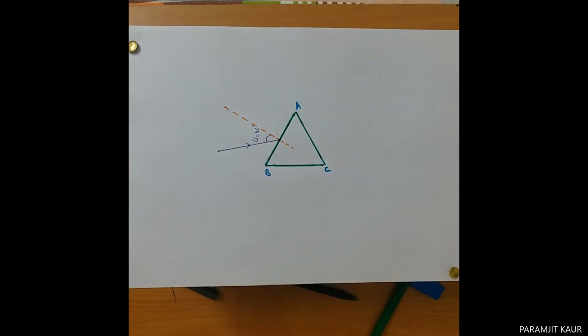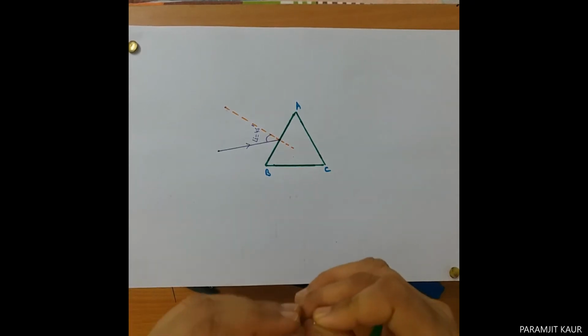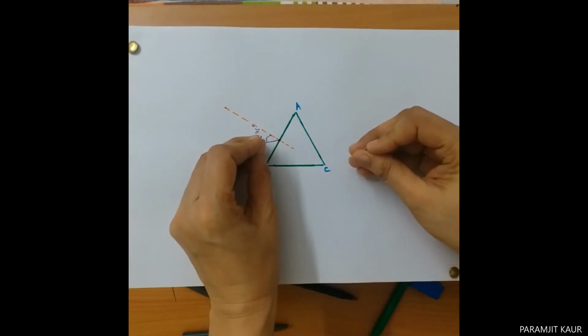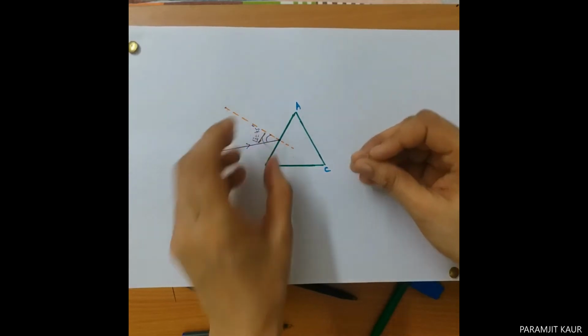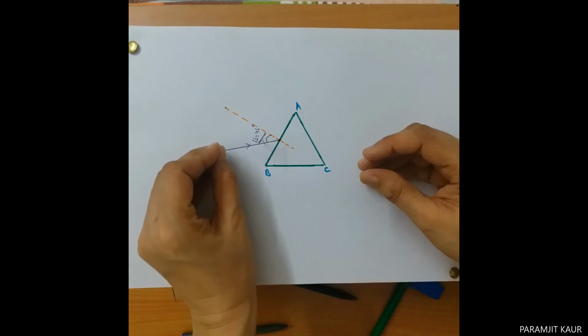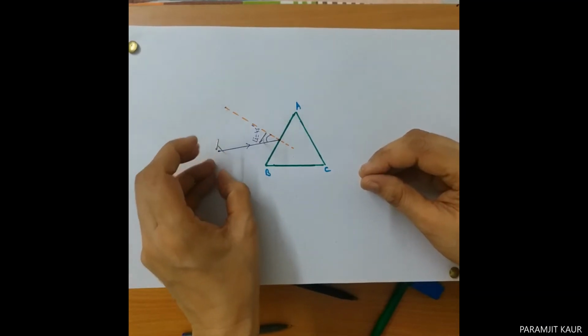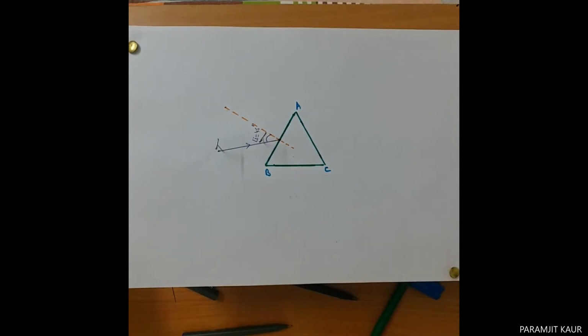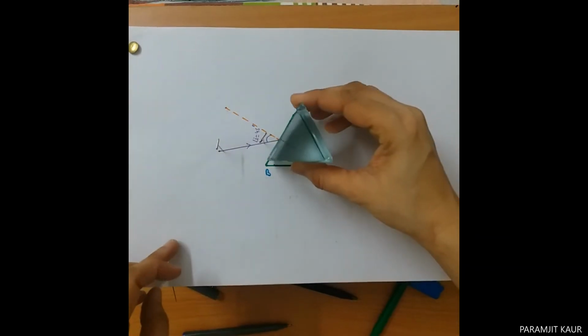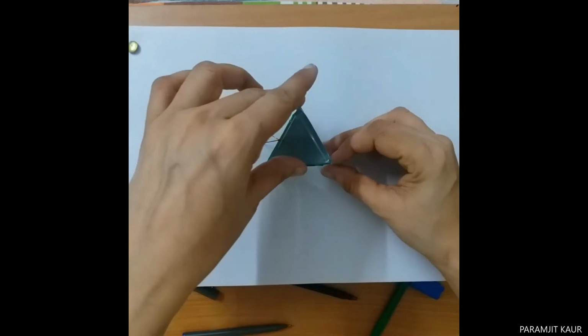45 degree. Now I'll take two pins, two all pins, and I'll put them on the incident ray at a distance of about 3 to 4 centimeter. So this is my first pin and I'm putting the second pin at this particular point. Now I'll place the prism on the boundary that I had made.